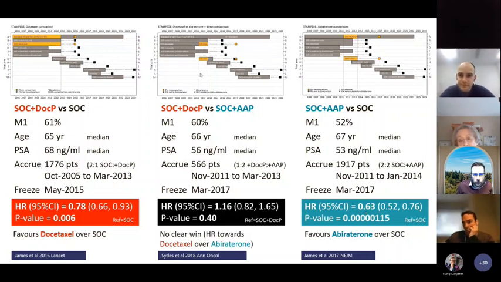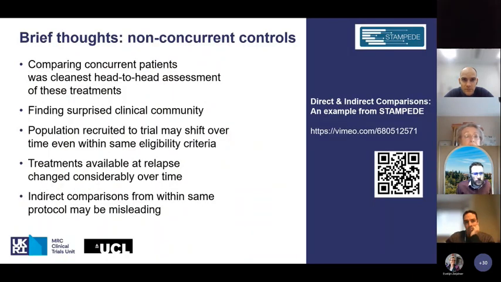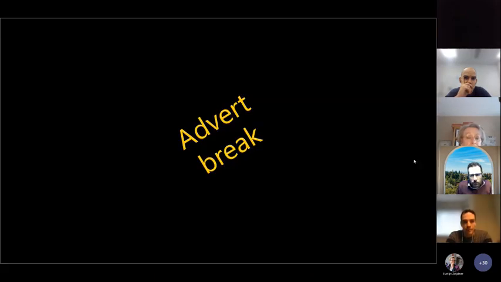And so this story, using concurrent controls, makes me very much worry about anybody using non-concurrent controls at best. So, that's brief thoughts there. This is a finding that surprised the clinical community. So that's the best we could do here, but the population might shift over time, whether you ask it to or not. The type of patient that goes into your criteria may change over time. And plus there are other changes, like what's available at relapse has changed quite a lot in this particular population. If you want a longer example about that, there's a short 10-minute talk.